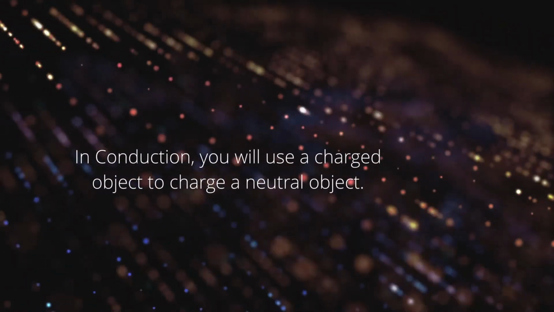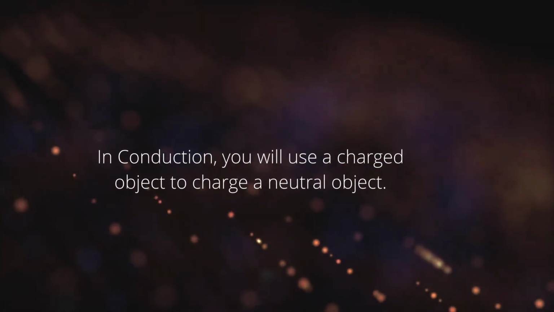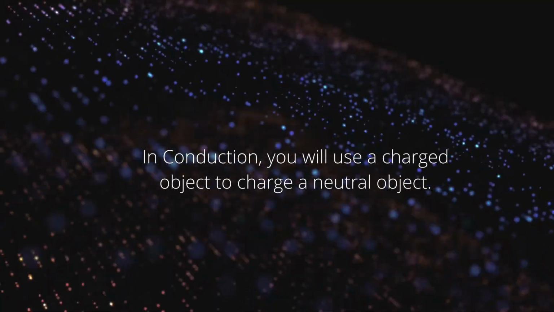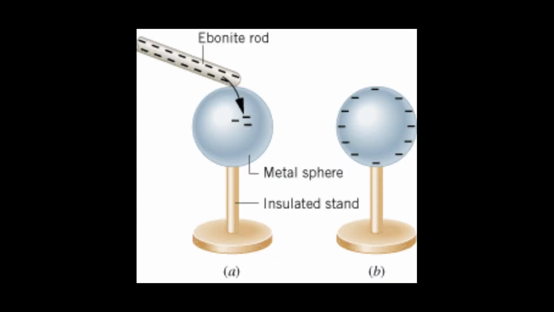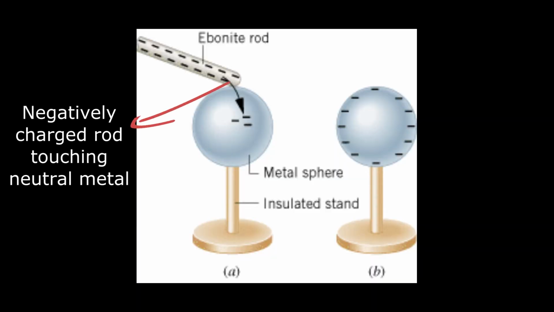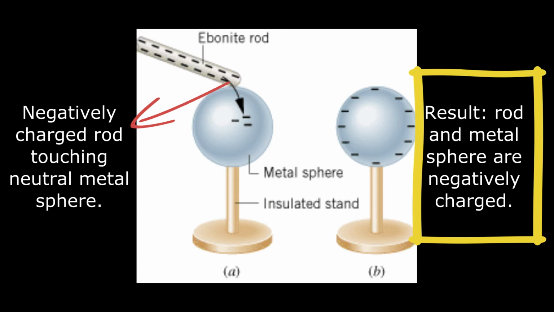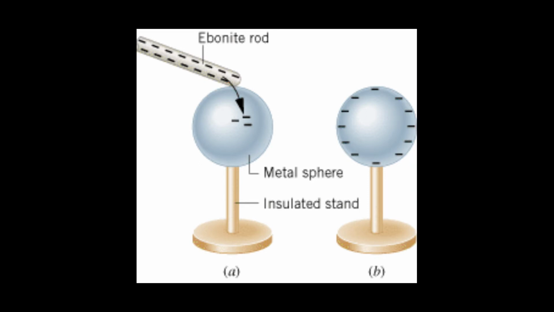Now, coming to conduction. For this method, you will use a charged object to charge a neutral object. Imagine a negatively charged body touches the neutral object. Few electrons in the negatively charged body will get transferred to the neutral object, making the neutral object now negatively charged. The result of conduction is that two objects will have the same charge.